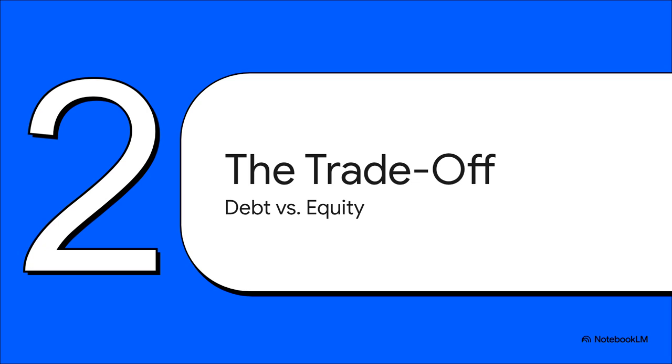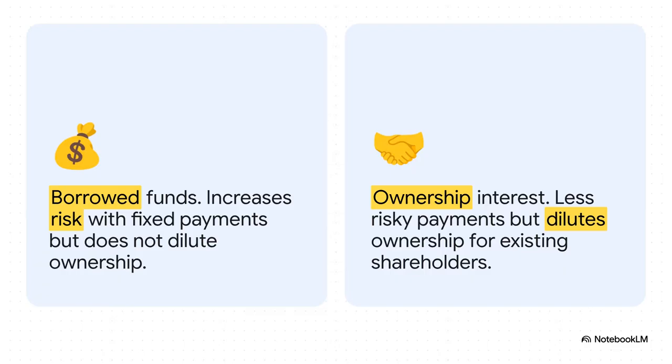But how in the world do they choose? Well, it's this constant balancing act, this huge trade-off between the good and the bad of each one. On one hand, you've got debt. It's basically a loan. Now, it's risky because you have to make those interest payments no matter what, even if business is terrible. But the big upside? You don't give away any control or ownership of your company.